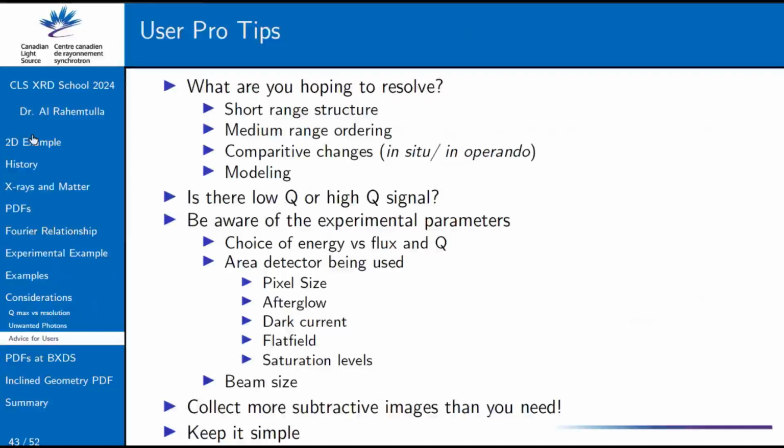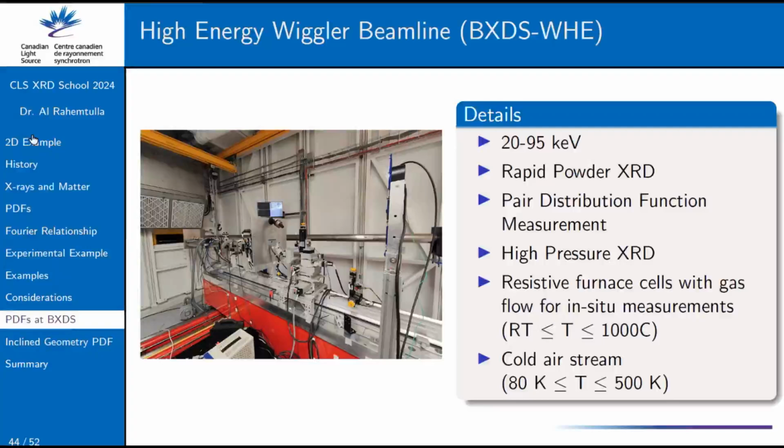So looks like I've got a bit of time, so we'll get into some of the things we're doing at Brockhouse. At least at our high energy beamline, we can go from 20 to 95 keV. So we also do rapid powder XRD. And from there, we can also do in situ measurements. We can do high pressure. We have furnace cells and cold air streams, so we can do different temperatures. And in addition, we can go to higher energies and do a lot of the same things with PDFs. So doing things like temperature sensitive PDFs as you're heating and cooling something down, or getting very low temperature stuff. And similarly, if you have some device, usually we can try to accommodate that as well.